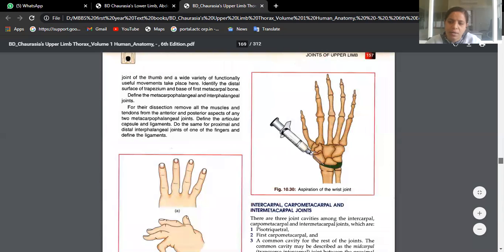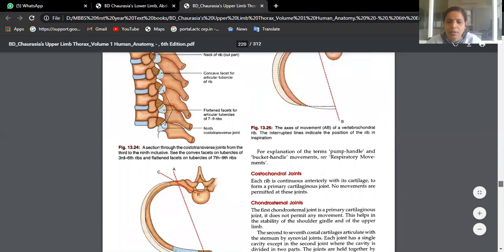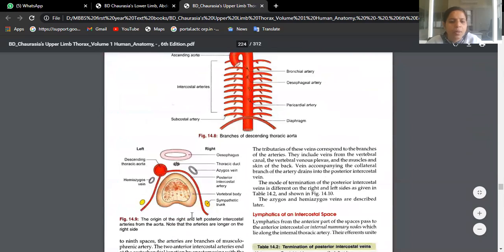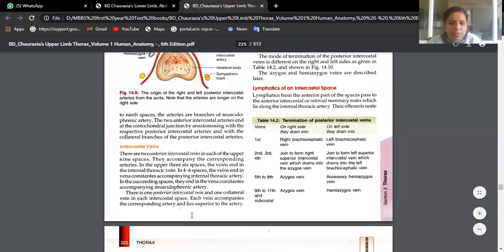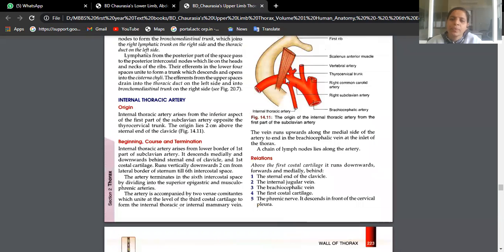Internal thoracic artery, isn't it? So internal thoracic artery is a branch of which artery? Here we have, it is shown here, exactly. From the arch of aorta, what are the subdivisions we have? Subclavian artery and the common carotid artery, isn't it?